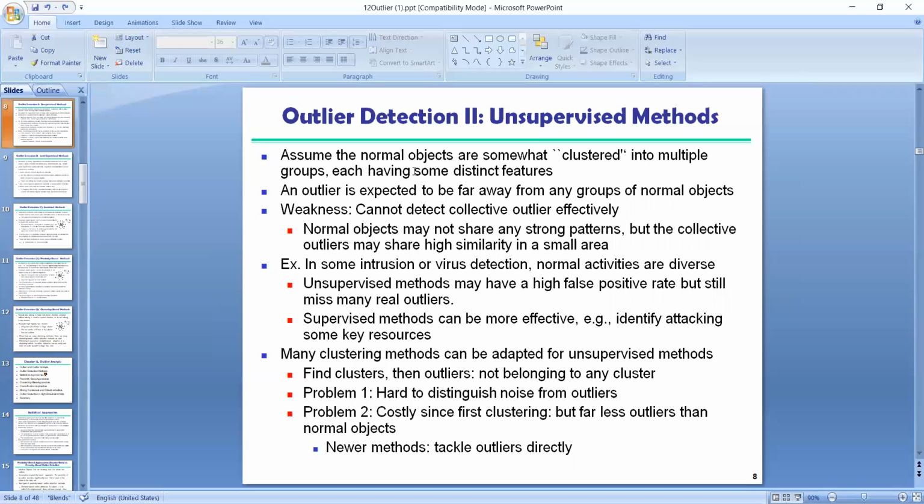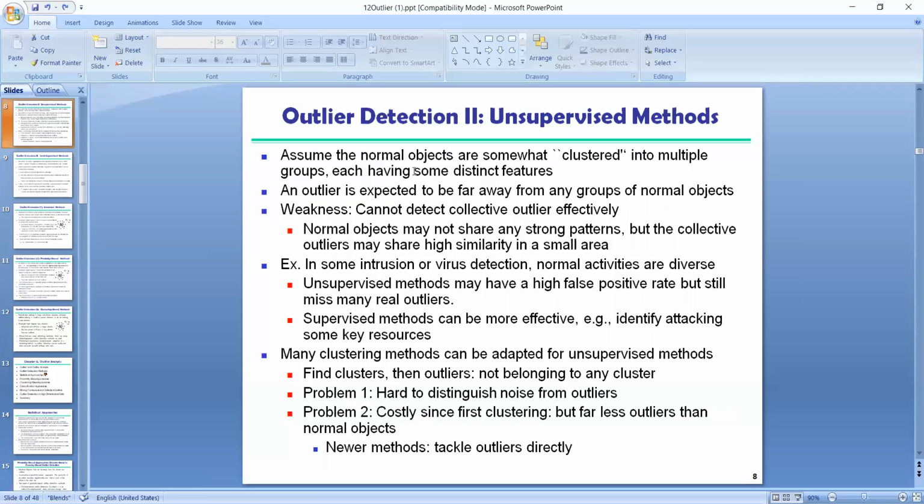So an outlier is expected to be far away from any groups. That means normal objects will follow a certain pattern. So we'll call it a normal thing. If it is varying from that particular pattern, then we will call it an outlier. The weakness of this method is it cannot detect collective outliers effectively.